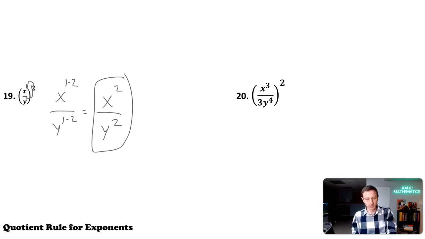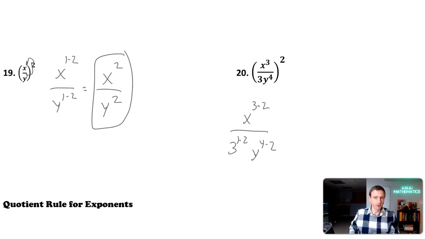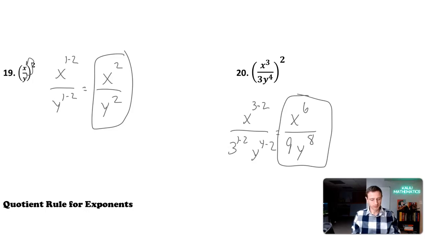And then 20, same thing. This is going to be x to the 3 times 2 over 3 to the 1 times 2 and y to the 4 times 2. So everything is getting that exponent of 2 because it's being raised to the second. So this would be x to the third over 3y to the fourth times x to the third over 3y to the fourth. So it's just squaring each one, or multiplying by 2. So x to the sixth over, and then 3 to the 1 times 2 is 3 squared, which is 9. And then y to the eighth, 4 times 2. And that one would be done.